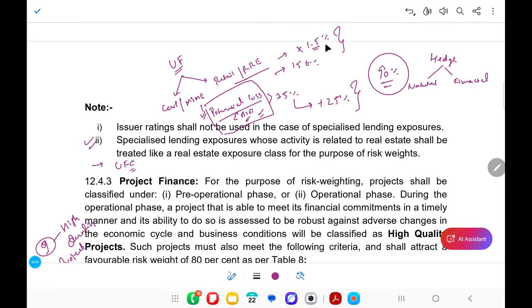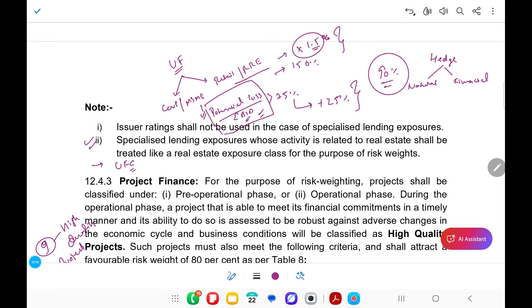So friends, similarly, this 1.5 times multiplier does not blindly apply to all unhedged retail and residential real estate exposures to individuals. It applies only where the borrower's lending currency differs from the currency of the borrower's source of income. Okay, so when this currency mismatch exists, the bank must apply the 1.5 times multiplier to the applicable risk weight, but the resulting risk weight is subject to a maximum cap of 150%.